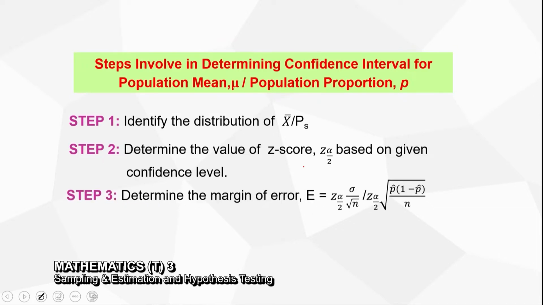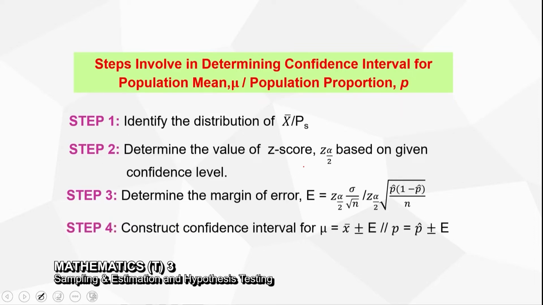And then you need to determine the margin of error. Some use E, some use H, it doesn't matter, but the formula remains the same. The first one is the formula for population mean. The next one is the formula for population proportion. Next, we have to construct the interval by using this formula.